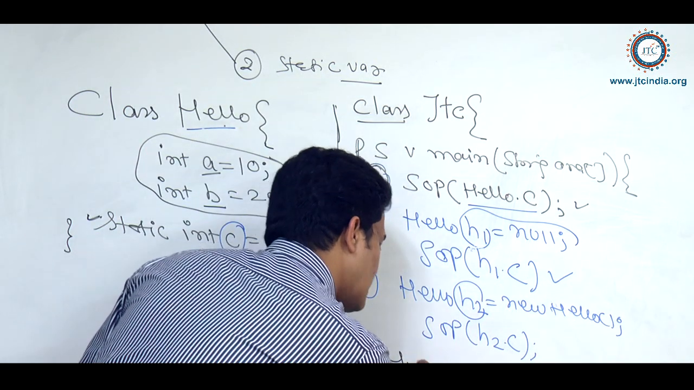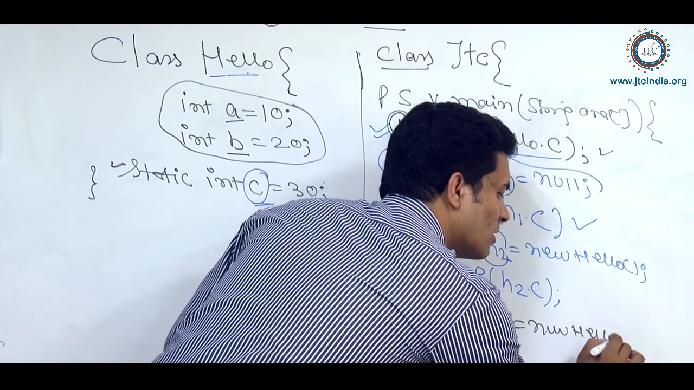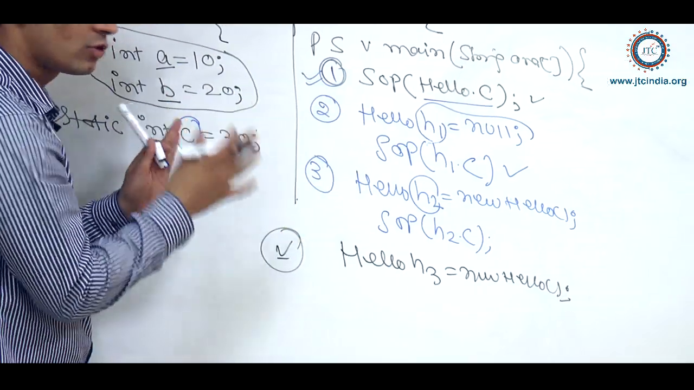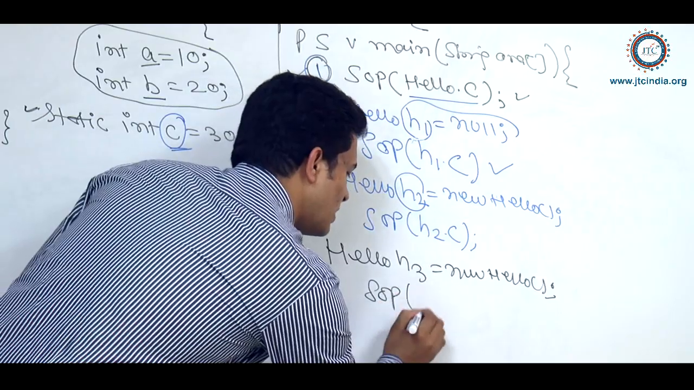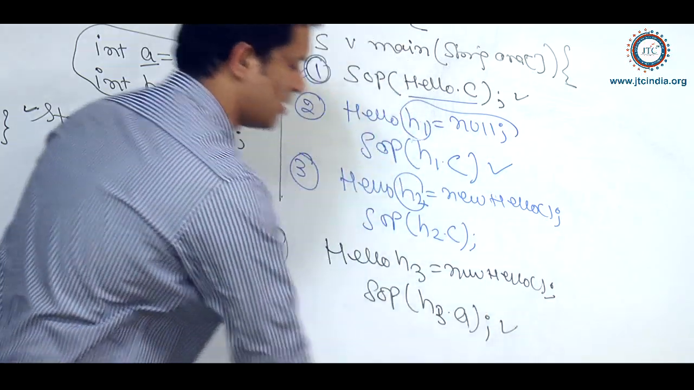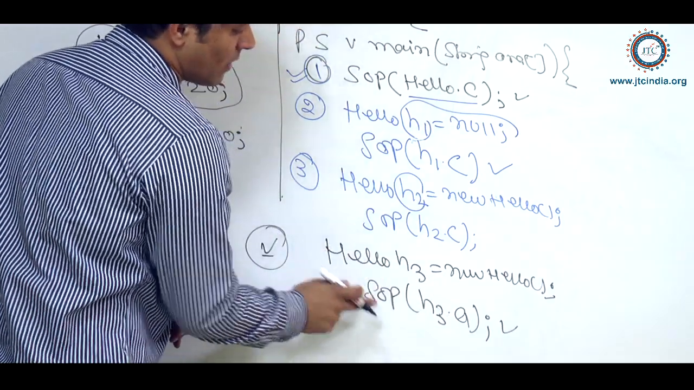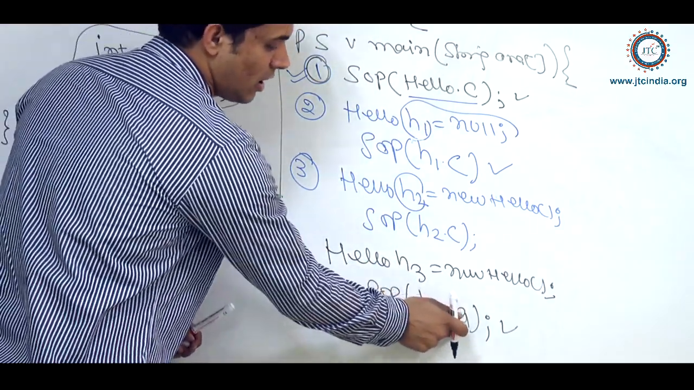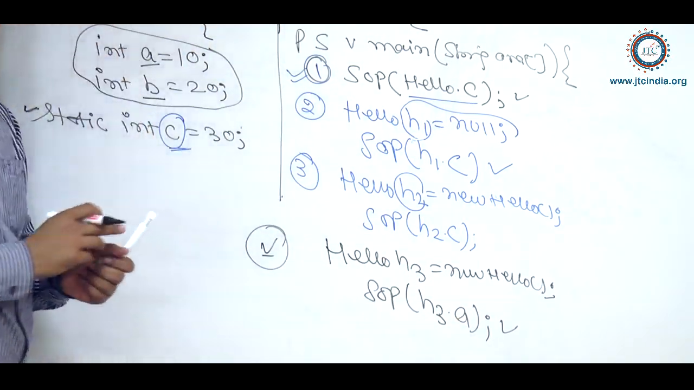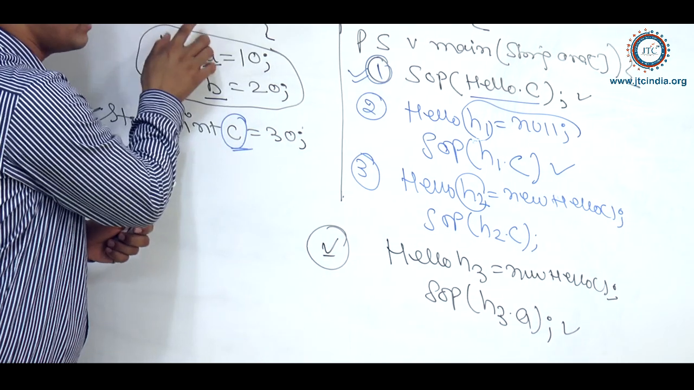So when I am writing here, Hello h3 is equal to new Hello. I am creating the object of the class. You can access with h2 also, but I am making it separate. So SOP of h3 dot a I am going to access. You can easily access it here, right? You can access it in only one way, that is by using h3 dot a. Without using h3, or you can say without creating any object of class Hello, you cannot access the variable a.